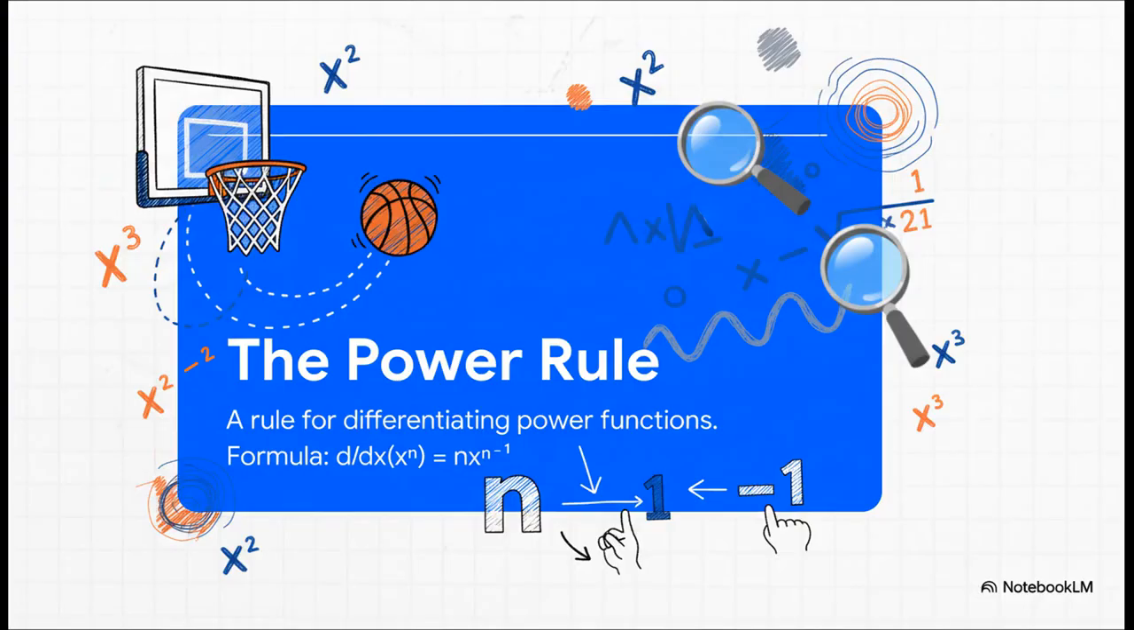First up is the power rule. This is your fundamental go-to play. It's for any simple function where you have a variable raised to a power, like x squared. All you do is bring that exponent down to the front and then subtract 1 from the original exponent. It's simple, it's fast, and it is super effective.